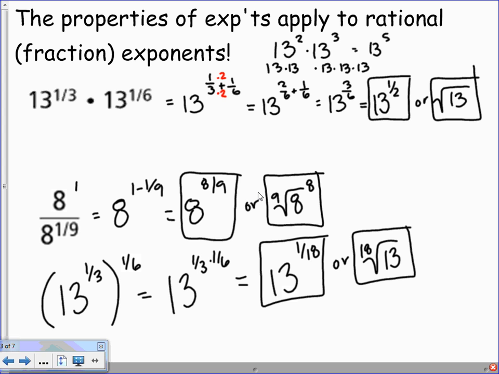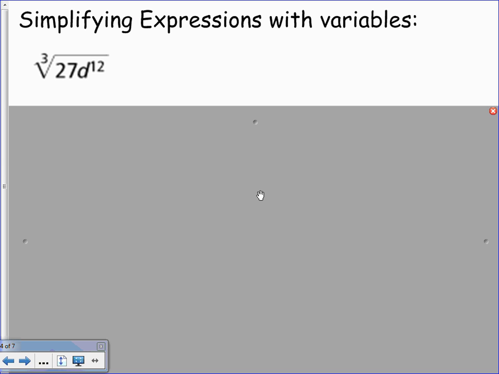Okay, next set of examples is a little bit different. It's just working on simplifying. Go ahead and write down this example in your notebooks, the cube root of 27d to the 12th. All I'm doing here is introducing not just a number, but adding variables. We can simplify expressions with radicals that have variables in them.